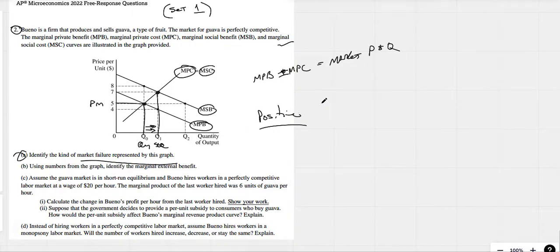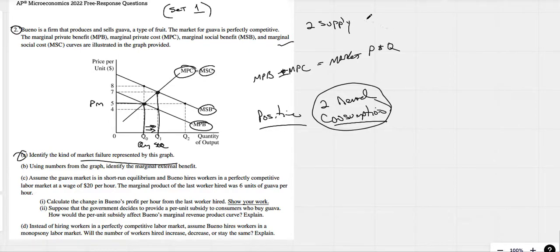I also see that there's two demand curves. If I see two demand curves, I know automatically that it's a consumption externality. And that makes sense. Demand is about consumption, marginal benefit, utility. If I had seen two supply curves, it would have let me know that it was a production externality. Remember, supply has to do with costs and production, whereas benefit has to do with utility, or what we call demand. Easy enough. So positive consumption externality.